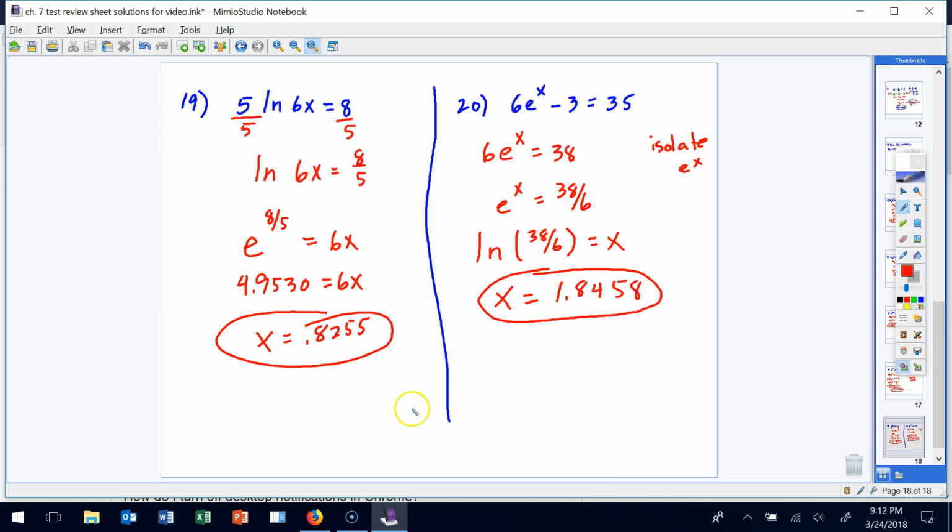And that should do it for this review sheet for Chapter 7, plus a little bit of review of previous material.